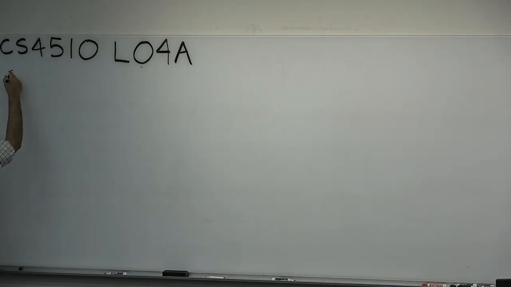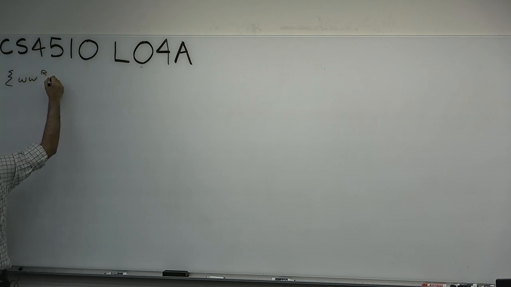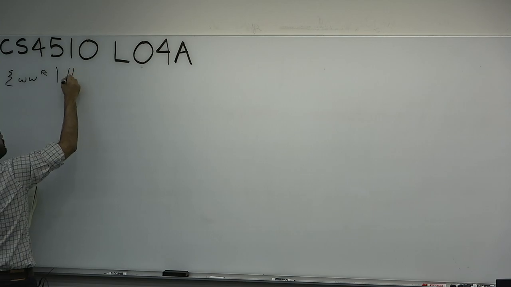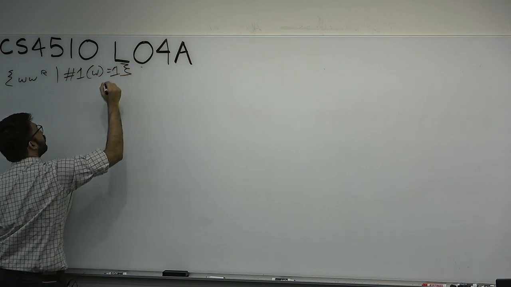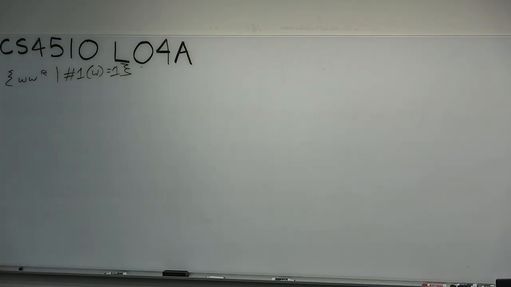So I'm going to do palindromes, WW^R, but I want the number of ones in W to be one. So it's a palindrome, but it only contains a single one. What's the language? The alphabet is 0 and 1 this time. For no real reason, I could have done A, B. Both sides only contain one 1, but they contain it in the same spot because it's a palindrome.